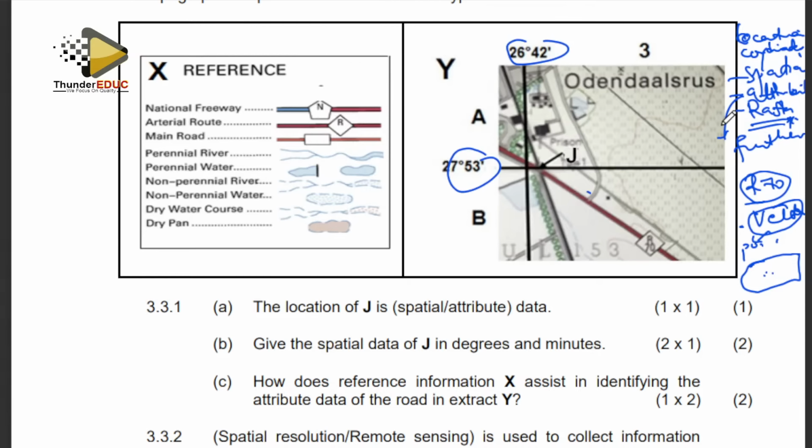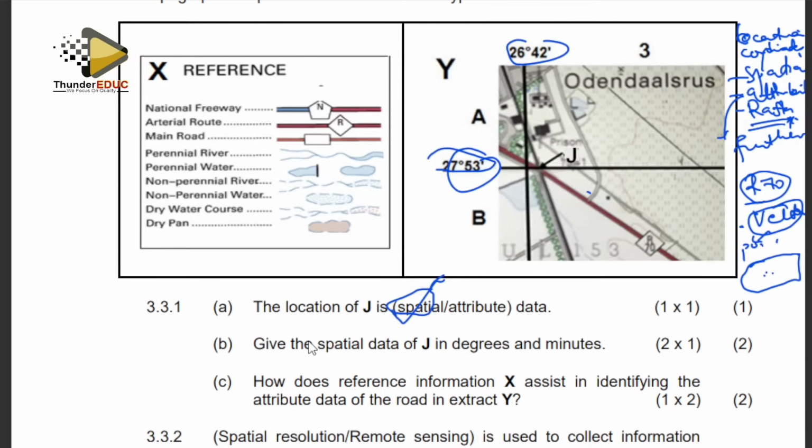So looking at this, learners, you can identify even the answer, because J is pointing at this line, and this line has got coordinates. Therefore, the answer is what? It is spatial data. Okay, so here the answer is spatial data.